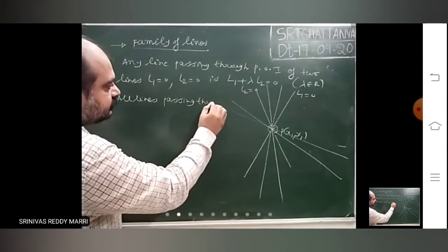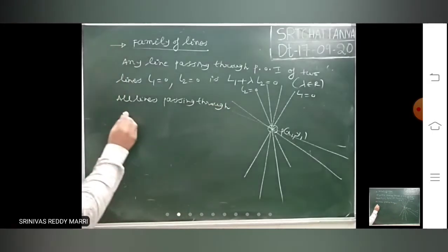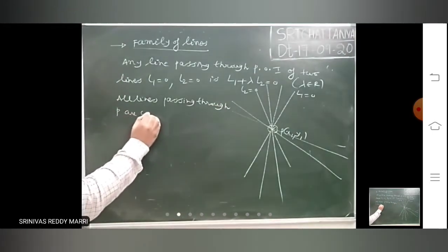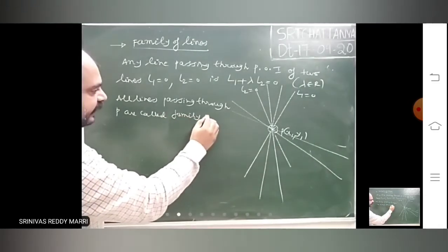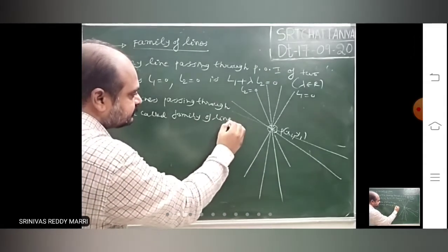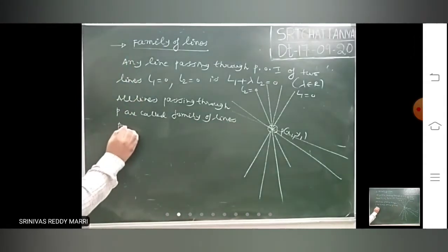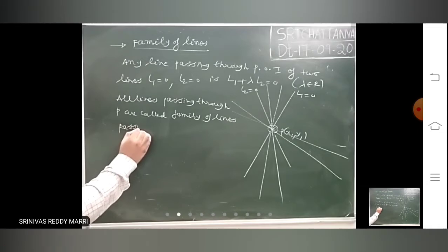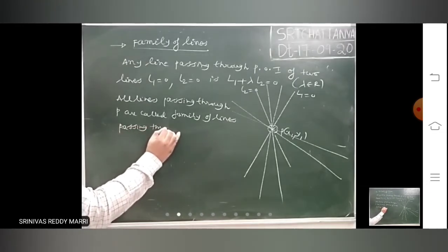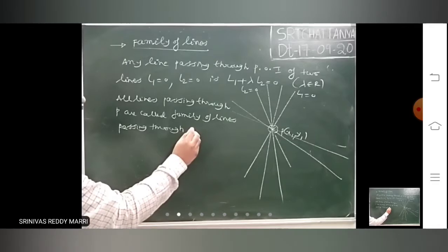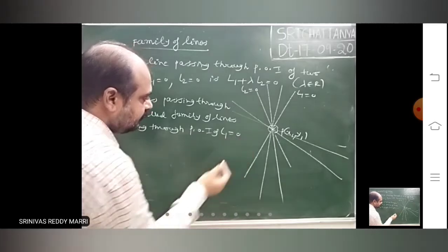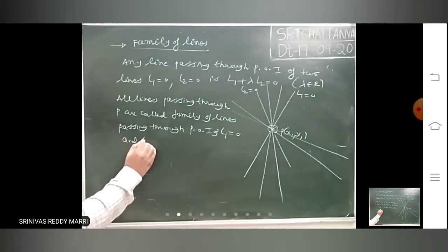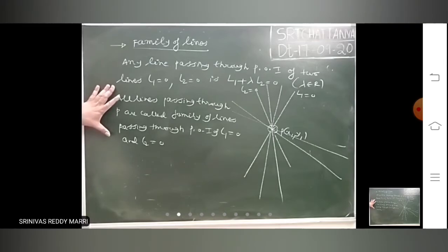All lines passing through P are called a family of lines. A set of lines, a family of lines passing through P. Family of lines passing through the point of intersection of L1 equal to 0 and L2 equal to 0.